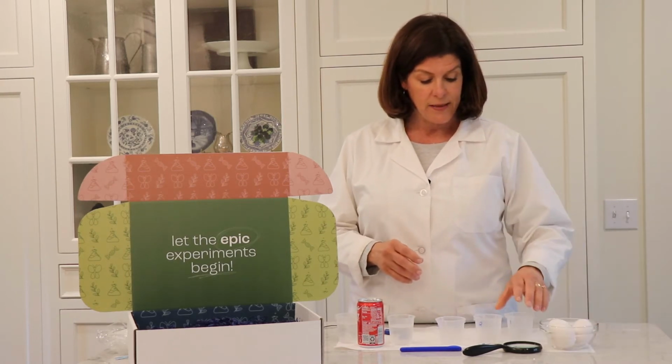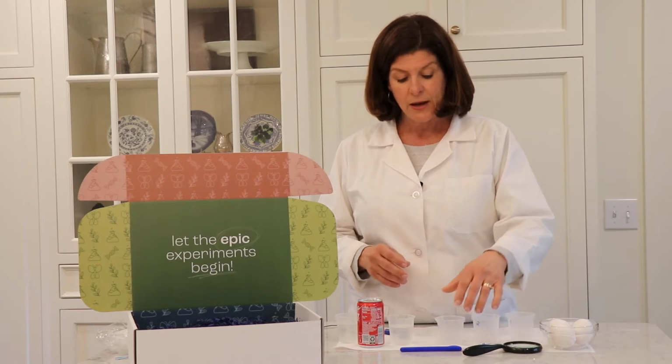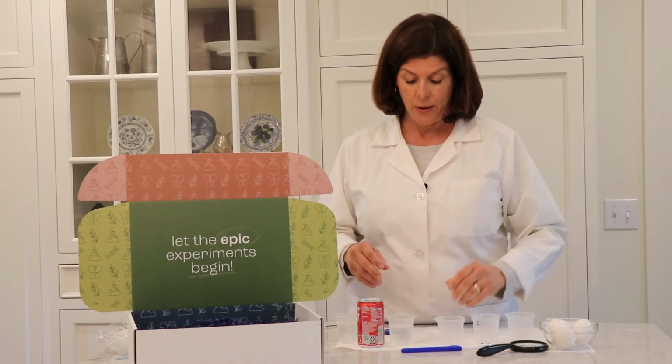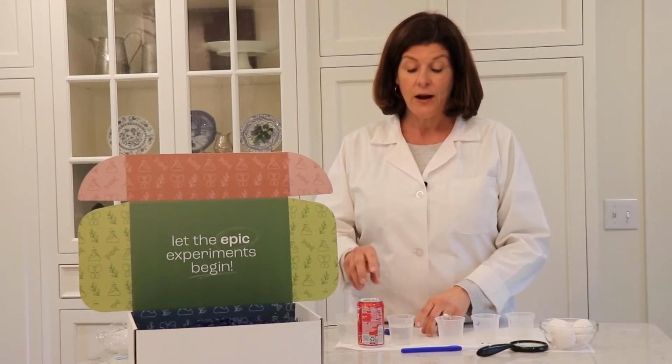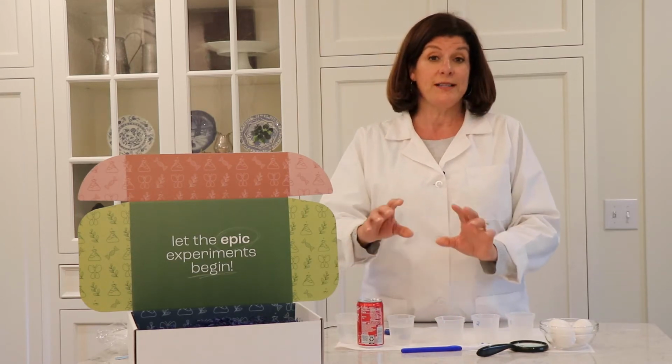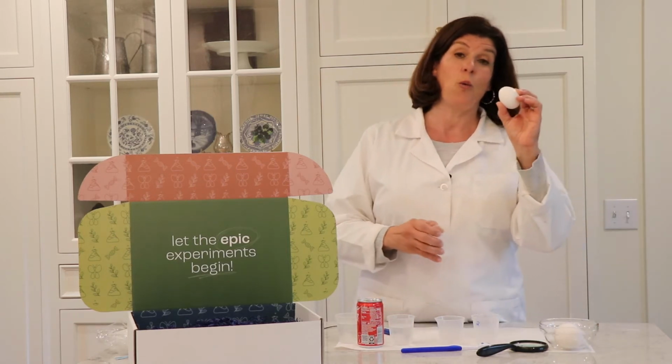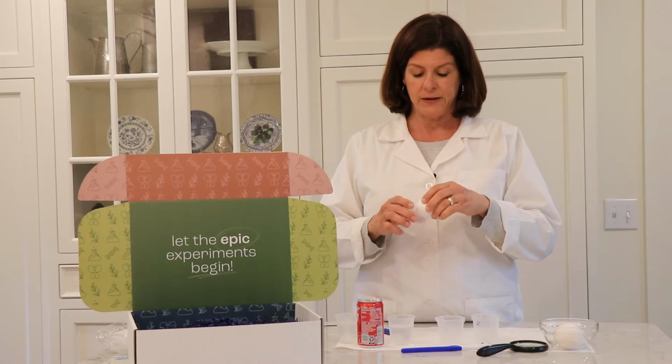In your bio box, you'll find your 3 beakers, a toothbrush, and a magnifying glass from a previous bio box. Then you have some vinegar and some soda, and we're going to take a close look at these. You'll need to provide your own eggs. Make sure they're white eggs, not brown. Those are a little bit different in their covering.